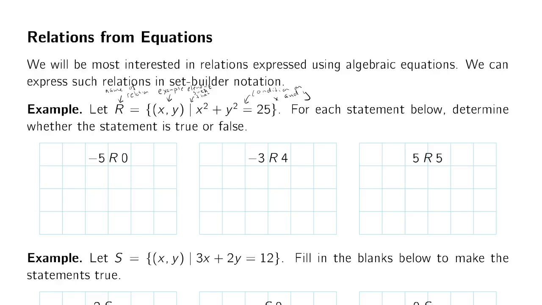So for this relation R, asking is -5 related to 0 is asking about the pair -5, 0. So it's asking about if X is -5 and Y is 0. So we'll take -5 squared plus 0 squared, which is 25 plus 0, which really is 25. So -5, 0 is an element of R, and so this is true.